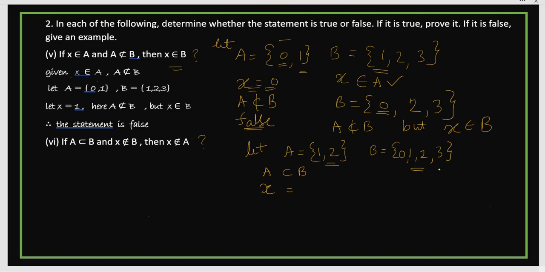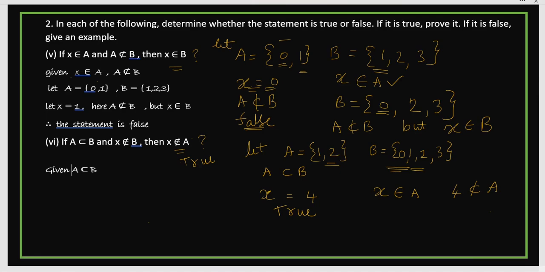First statement: let us say x does not belong to B. That means it is an element which is outside the set B. Suppose 4 is there. This 4 does not belong to A, right? So this is always true, because the elements which are not in B cannot definitely be in A also. So for sure we can say that this statement is always true.